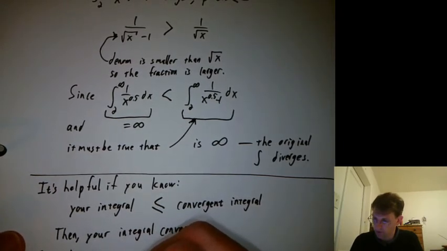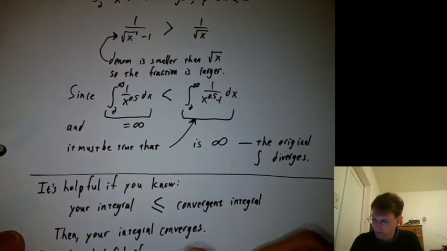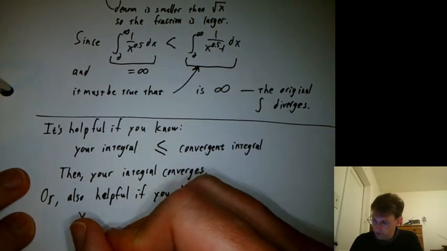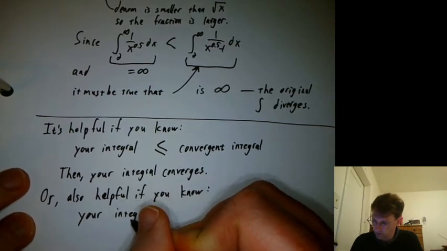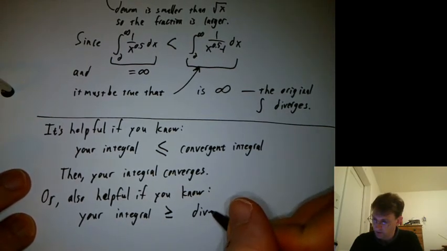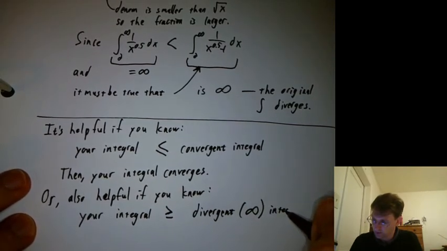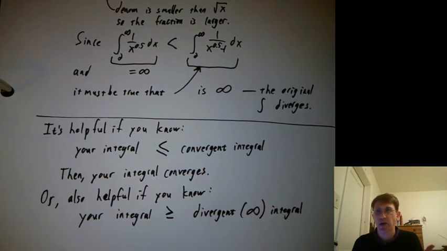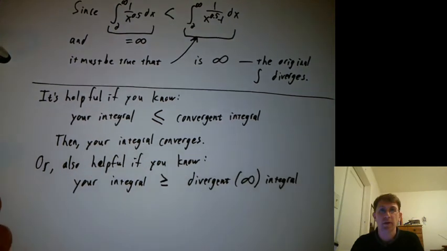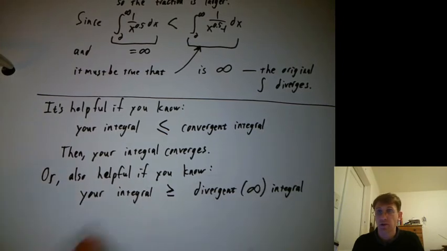Or it's also helpful if you know that your integral is bigger than or equal to a divergent integral, an infinite one. We're assuming all these integrals are positive. If they're negative, you just have to think about standing on your head, thinking upside down. But this is the main intuition. If your integral is bigger than an integral that you know is divergent, then your integral is divergent.